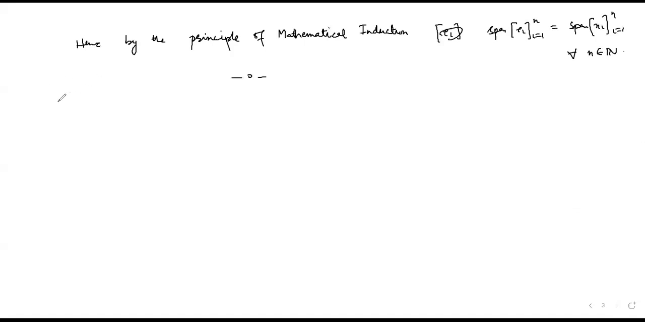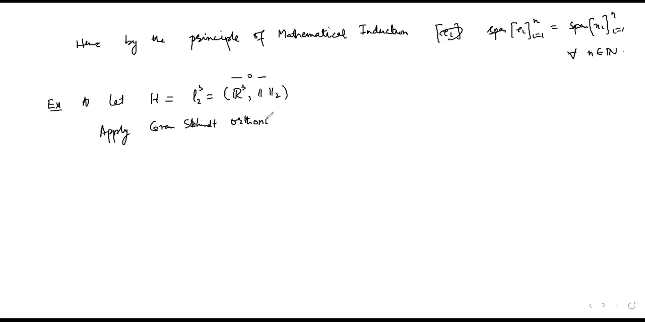So let us apply it; I will do one exercise. Now let H be equal to L2 of 3. By this I mean R3 under the Euclidean norm. So H is of course a Hilbert space under this 2-norm, the Euclidean norm. I wrote it wrongly; usually we write R3 here, but I mean all vectors in R3 under the Euclidean norm. So apply Gram-Schmidt orthonormalization to the vectors.